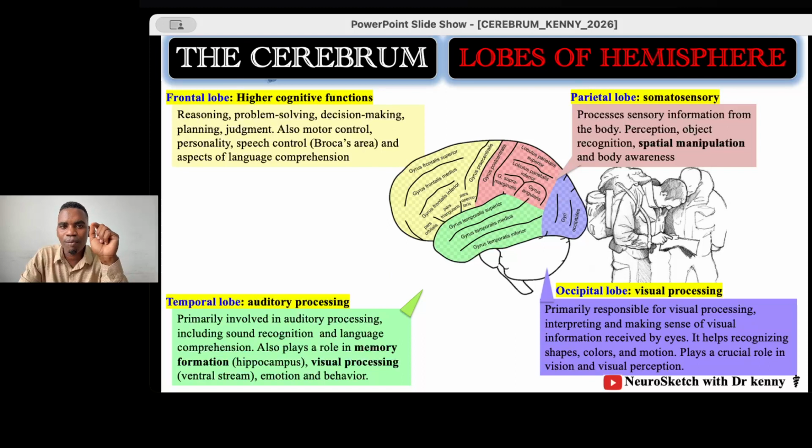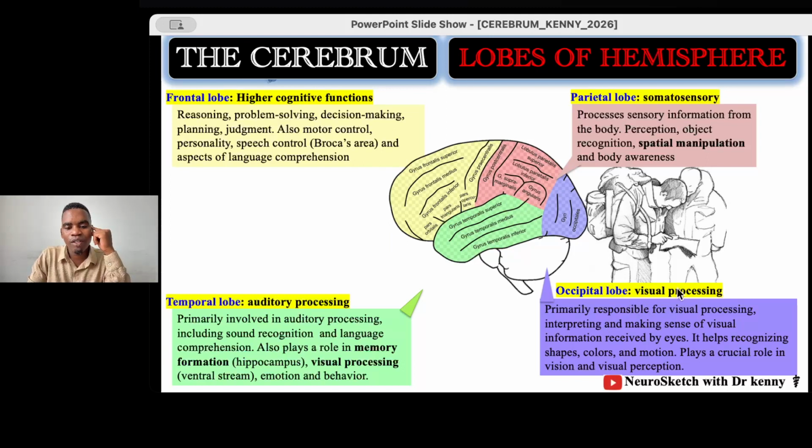When you're going somewhere, for example, soldiers back in time, there were no cell phones, and they were relying only on papers. So for them, being able to locate themselves in space, they could only rely on the parietal lobe. Next, we have the occipital lobe.